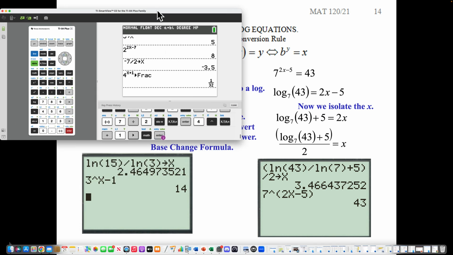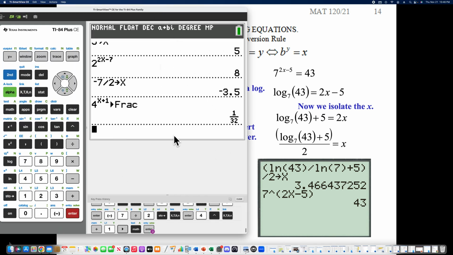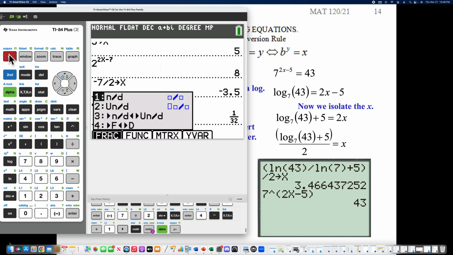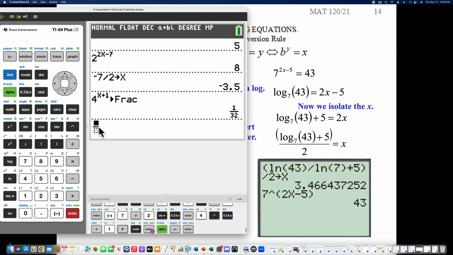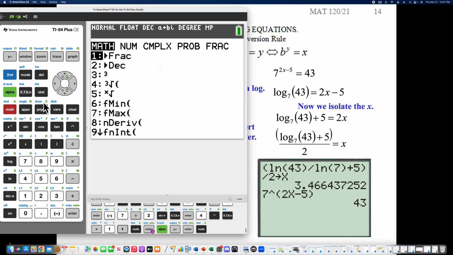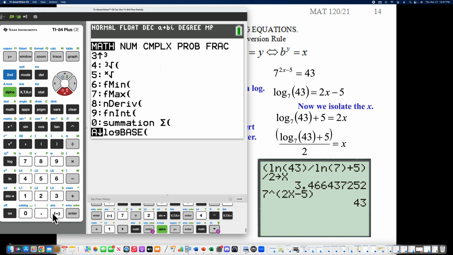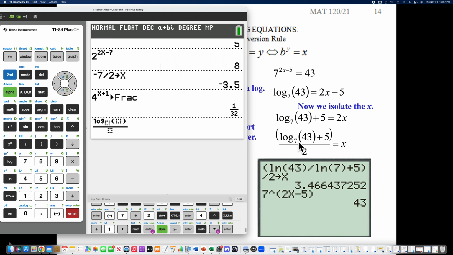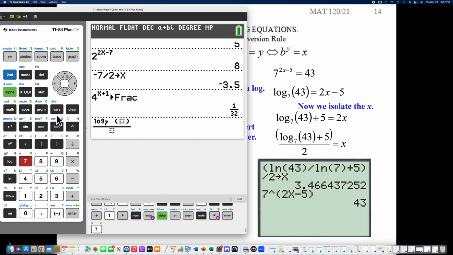If you were going to use the calculators that I provide, I would probably use the fraction command. Alpha y equals, get your fraction text box, type in what's in the top. Again, you can go to math, scroll down to A, log base. We want 7 as the base. Right arrow out of there into the argument, 43. Jump out, plus 5. Jump down to the denominator, 2.